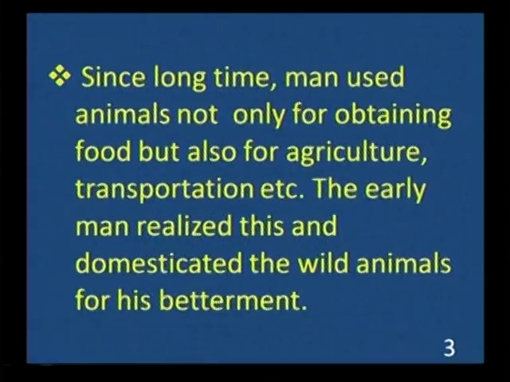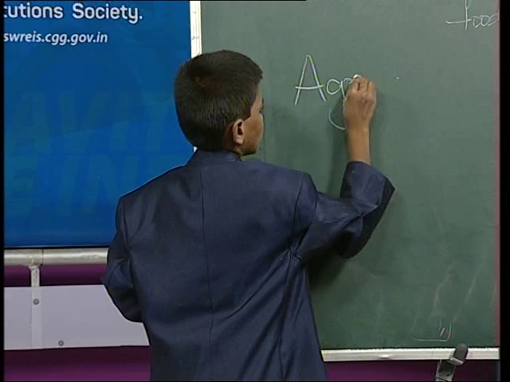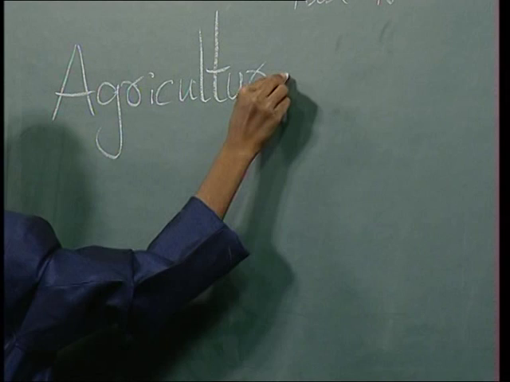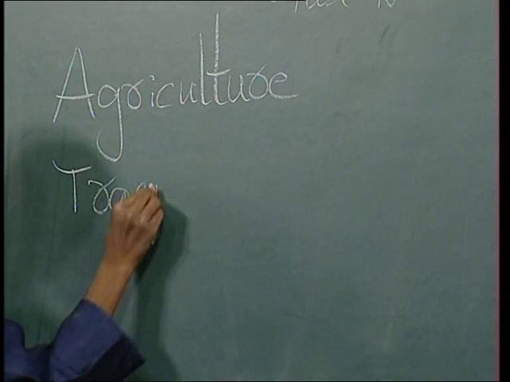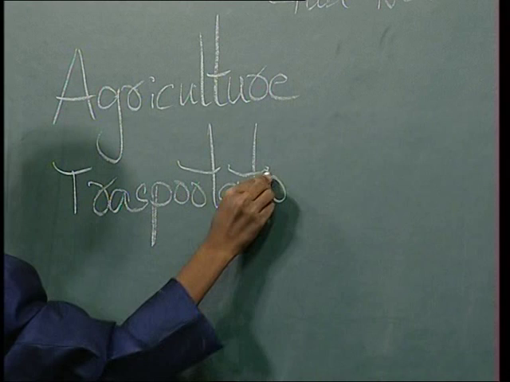Next, since a long time, man used animals not only for obtaining food, but also for agriculture, transportation, etc. The early man realized this and domesticated the wild animals for his betterment. See here, friends, from ancient times, man used animals not only for obtaining food, but also for agriculture and transportation, and last one, food.